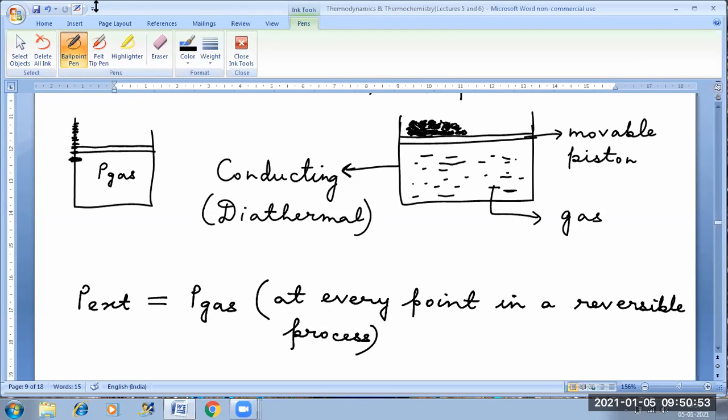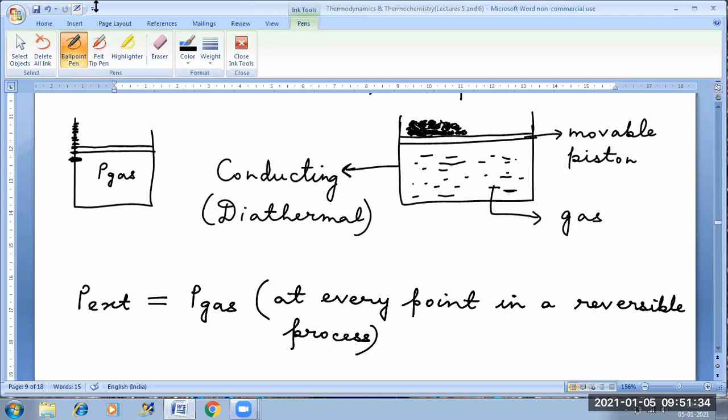Each such position gives me a point lying on the curve that we plot between pressure and volume. So the graph plotted between pressure and volume for a reversible process gives you all possible points lying on the curve, and those points correspond to the positions of the piston. So every time the piston achieves a new position, we get a new point on the curve. Every position of the piston is characterized by a point on the curve that you plot between P and V.